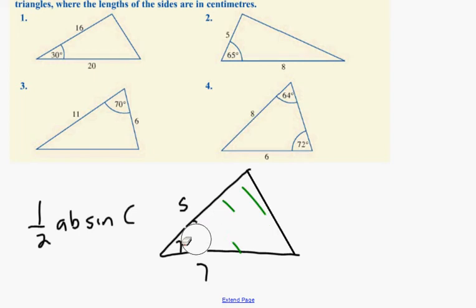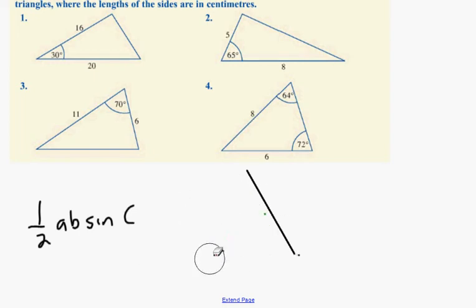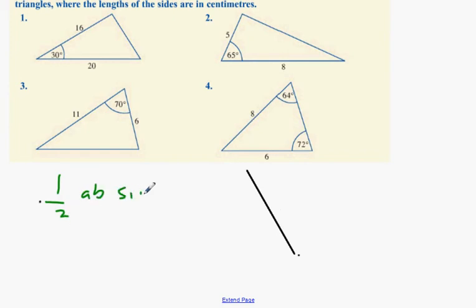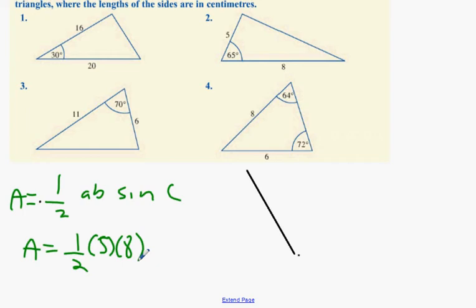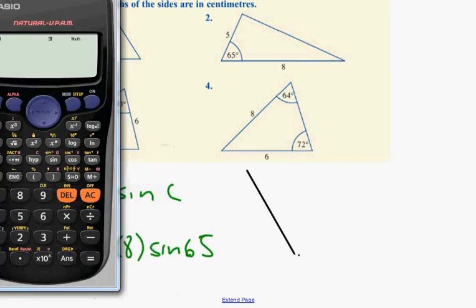Let me show you. So as an example, if I wanted to find the area of question 2, the area is a half AB sine C. What two sides do I know? So it's a half, 5 multiplied by 8. What's the angle in between them? So just write down sine 65. A half times 5 times 8 times sine 65. Okay, you put that into the calculator.